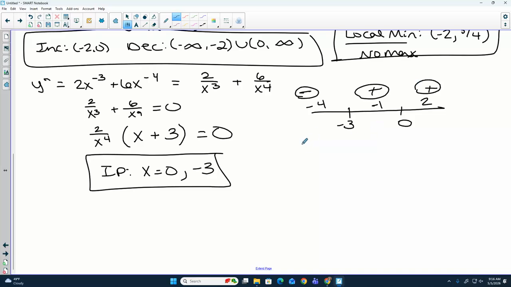Okay, so my concavity is concave down from negative infinity to negative 3. I cannot say it's concave up from negative 3 to infinity, though. Why? We'd have to go negative 3 to 0 and 0 to infinity, because we already have an asymptote at 0.